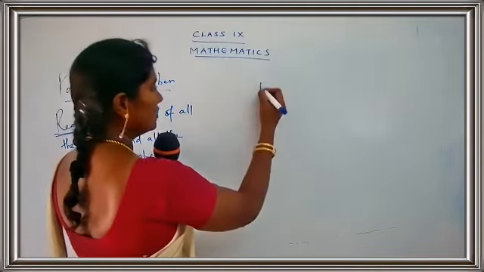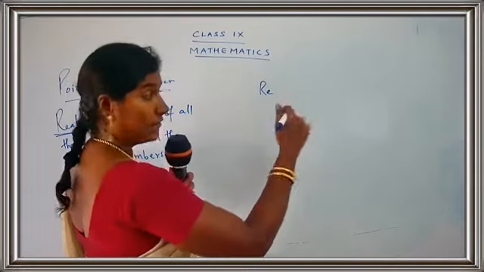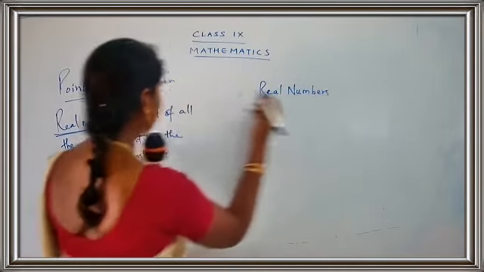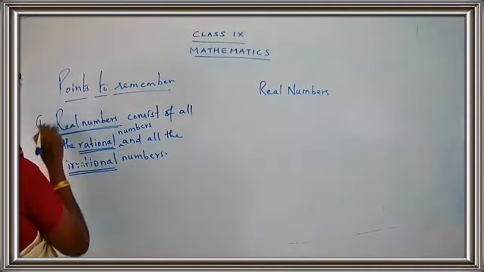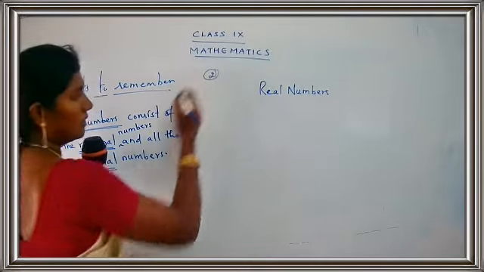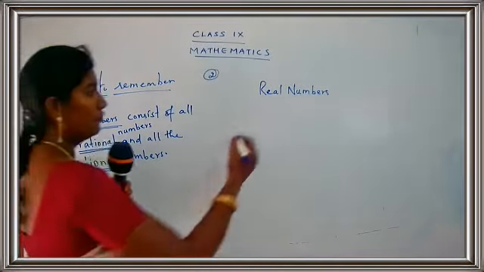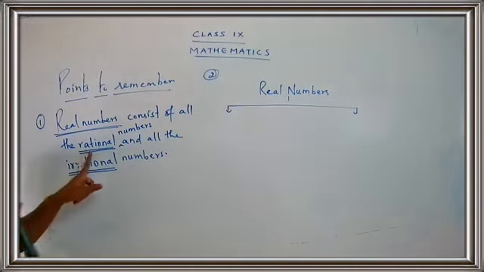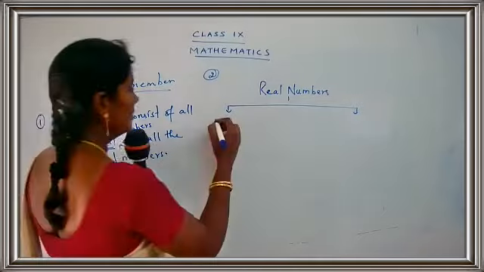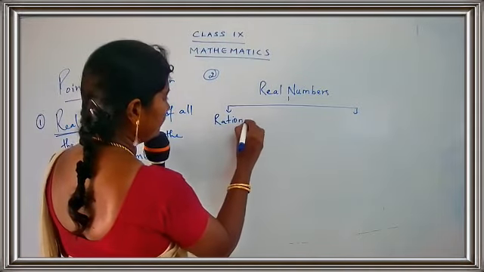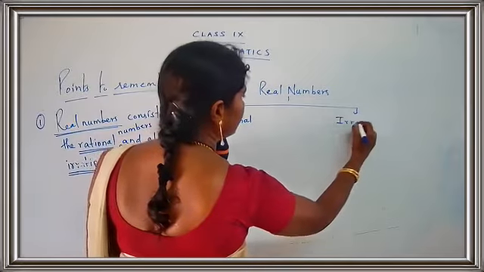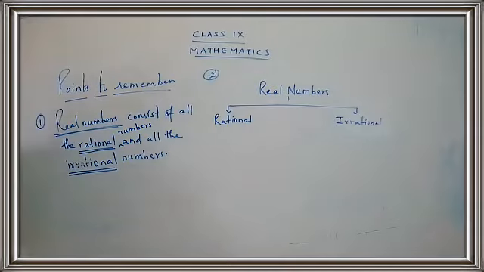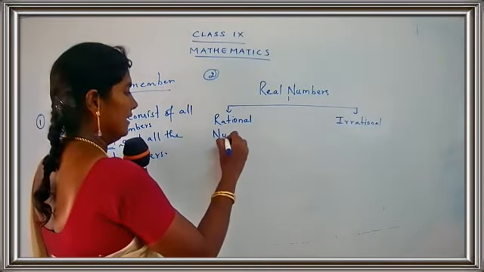The first thing is a flow chart. That is, you have to draw a chart for real numbers. So real numbers, this is to write down. This is point number 1 here, and this is point number 2. Real numbers. What is there under real numbers? You have to break this into 2. That is, real numbers contain rational and irrational numbers. So put here, this is rational numbers and this is irrational numbers. Use a new page for drawing a flow chart.